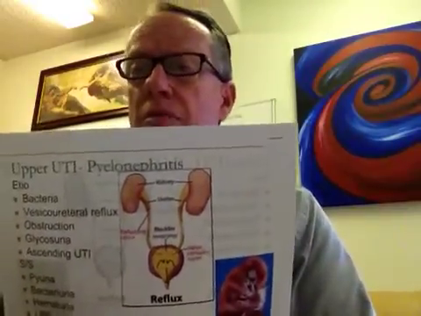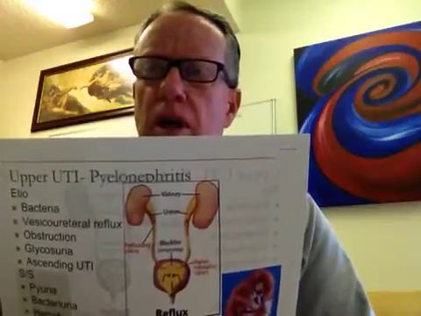Glycosuria, people who have way high levels of sugar, these are uncontrolled diabetics. Bacteria loves sugar, and so if blood sugar is very high, then infection can occur.